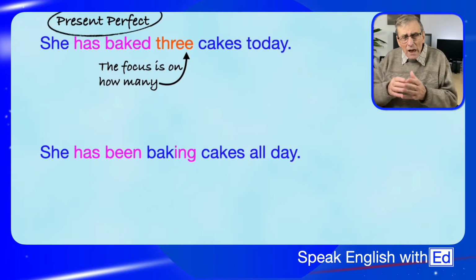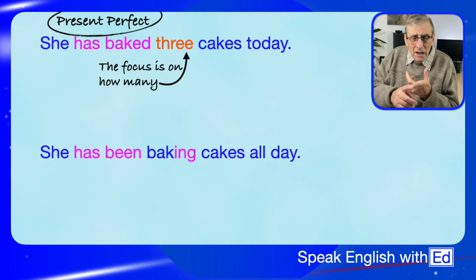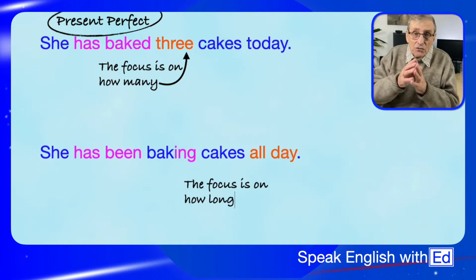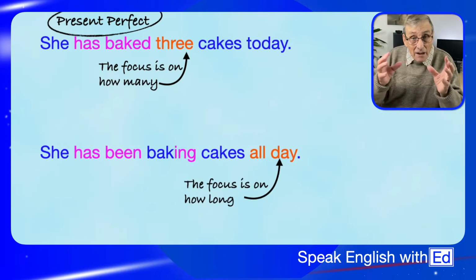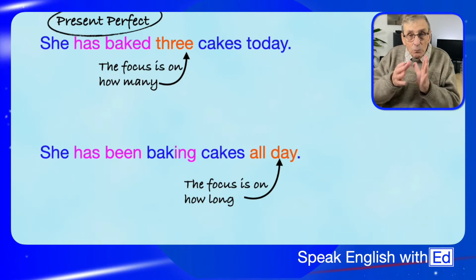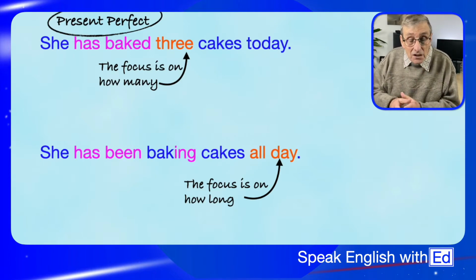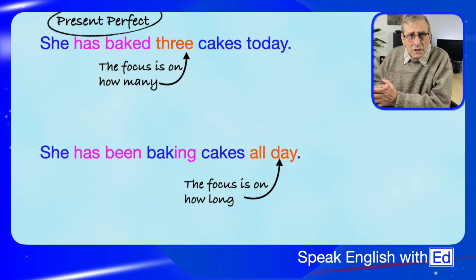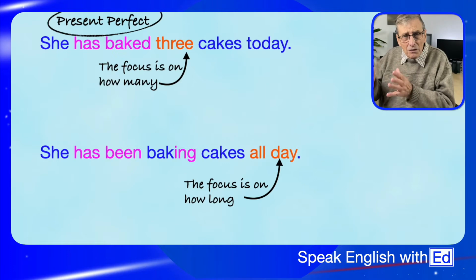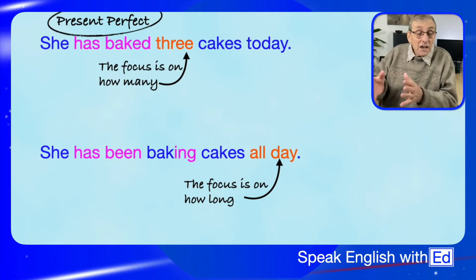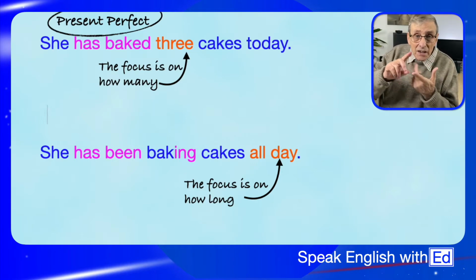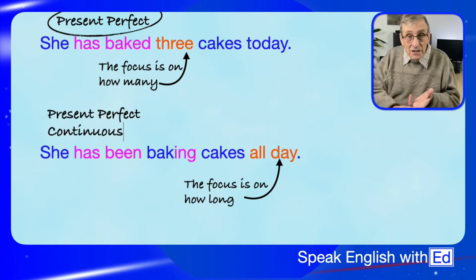In the second one, she's been baking cakes all day. Here, we're focusing on all day. So this one is focusing on the amount of time that she's been working on these cakes, baking these cakes. So if you've got something that you need to focus on a length of time, how long somebody's been doing it, how difficult it's been for them to achieve what they've achieved, well then use this one. And this tense is the present perfect continuous tense.